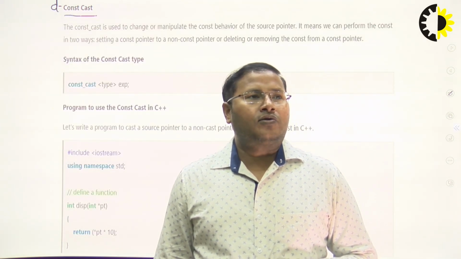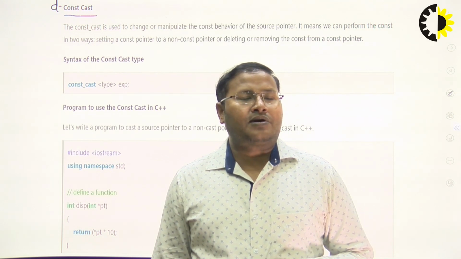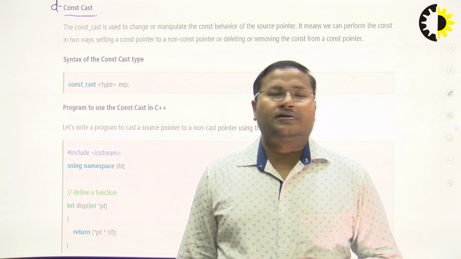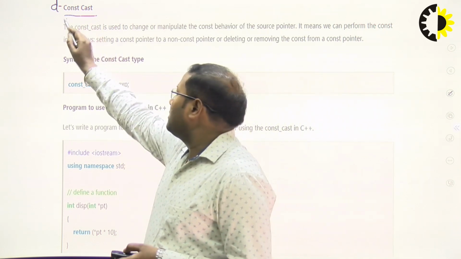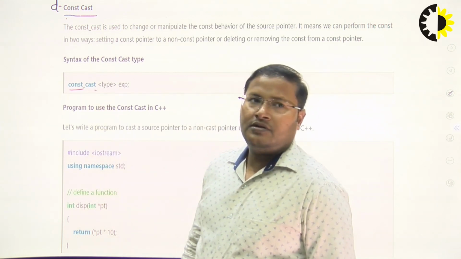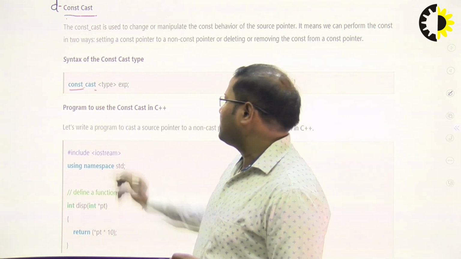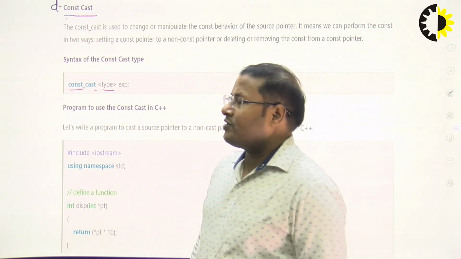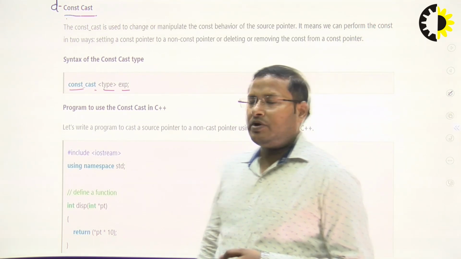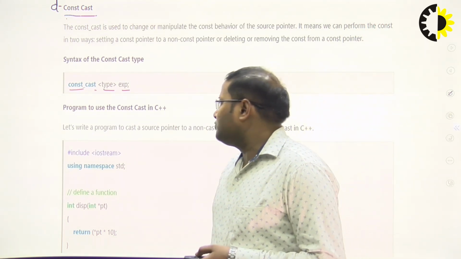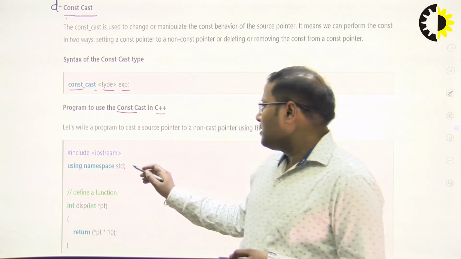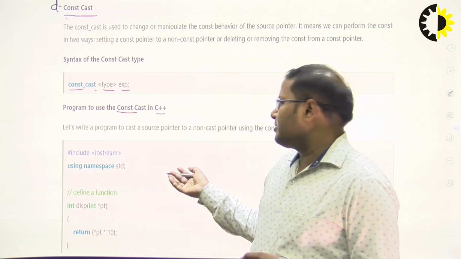Now the fourth method of explicit type conversion using the cast operator is const_cast. Here the const keyword is used and cast is used for showing the explicit casting. Here the type of variable and then the expression is written, and then lastly a semicolon. Program to use const_cast in C++. I have written a program here.